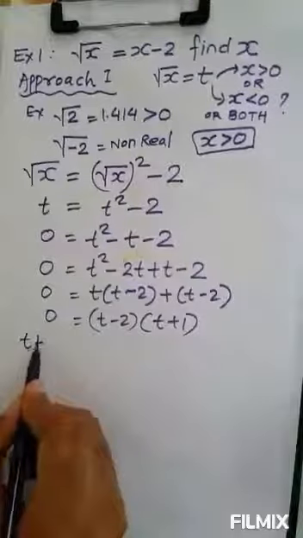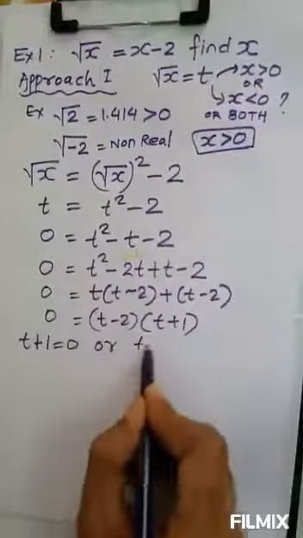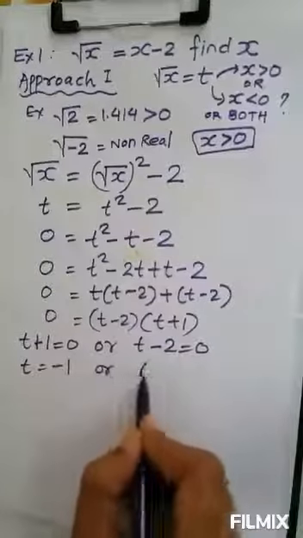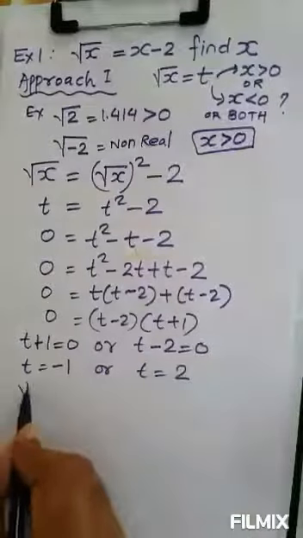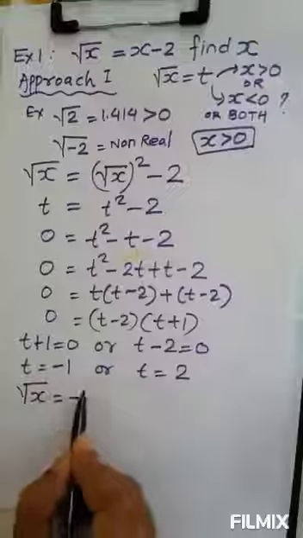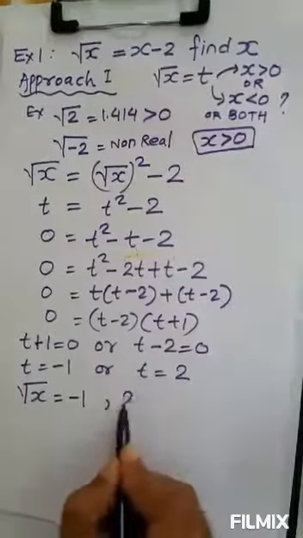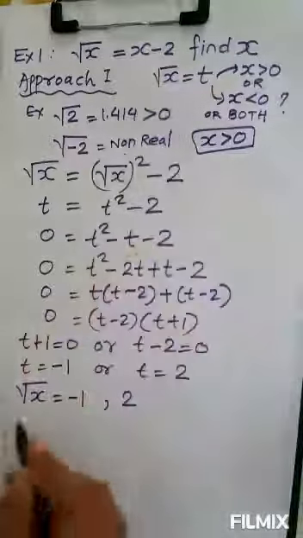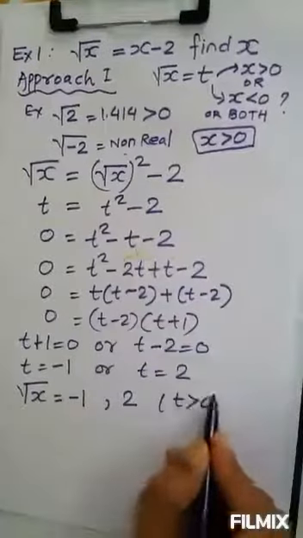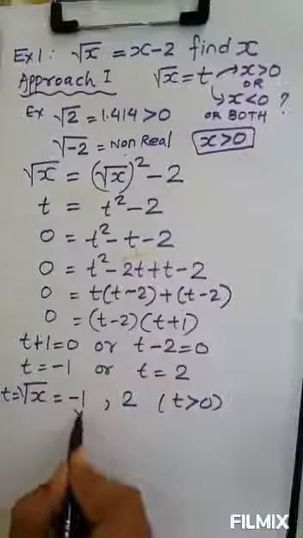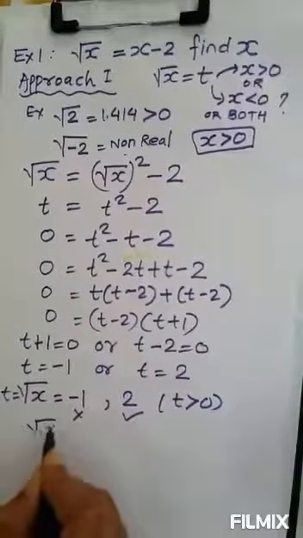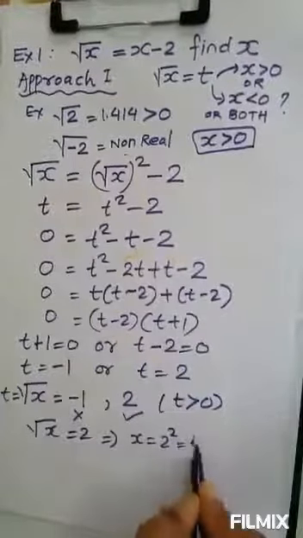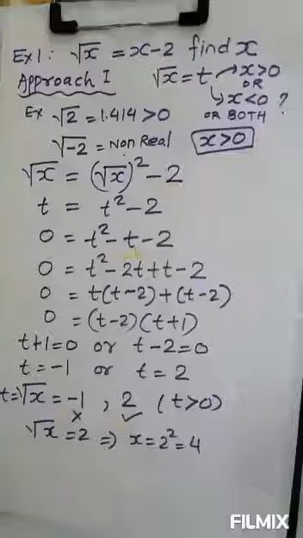It means t plus 1 is 0 or t minus 2 is 0, which gives us t is minus 1 or t is equal to 2. But t is root x, so root x equals minus 1, or root x equals 2. Now we already know that root x, which is t, should be positive, so this we will discard and this we will take. So root x equals 2 gives, squaring both sides, x equals 2 square, 4. So x equals 4 is the answer.